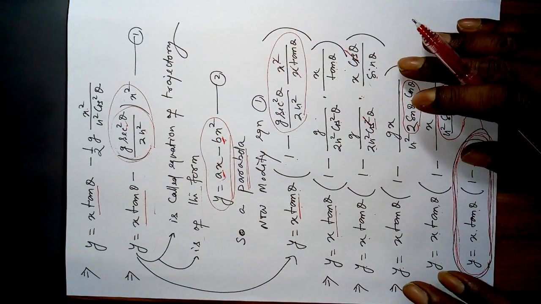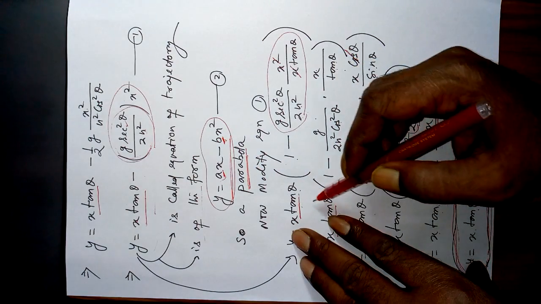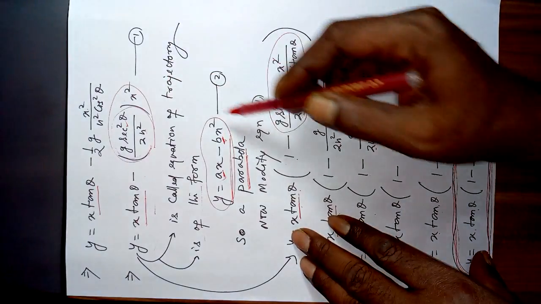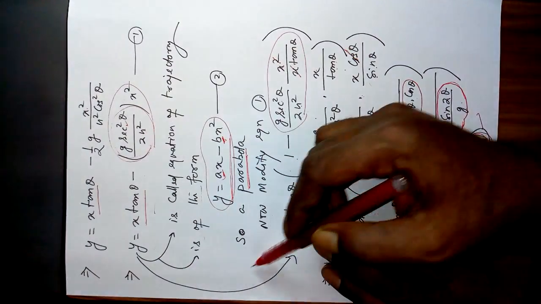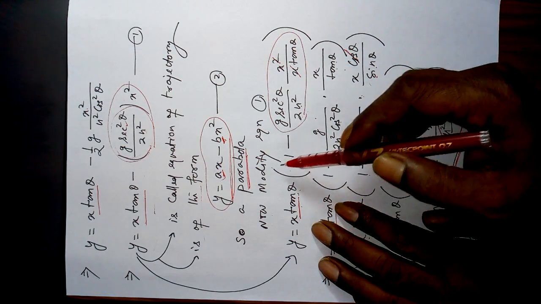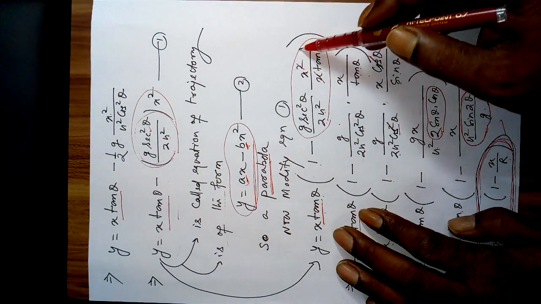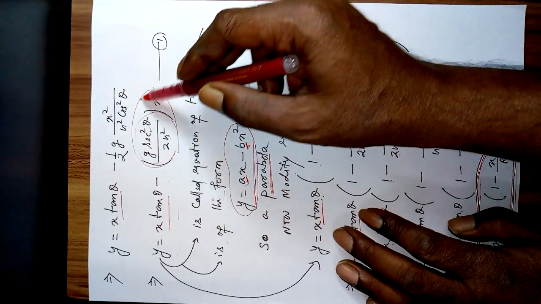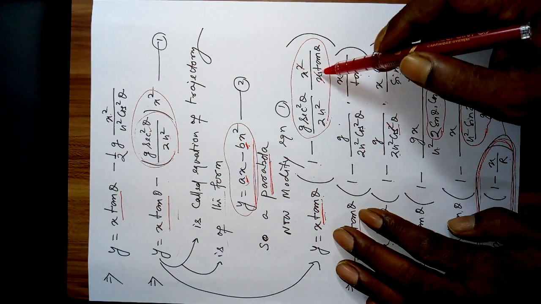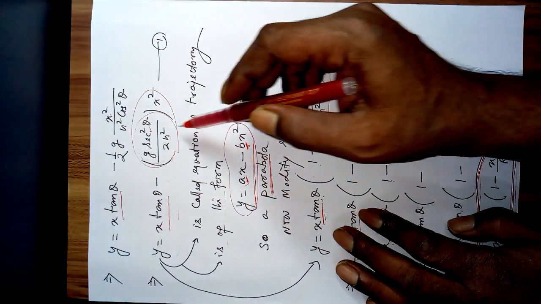Now in mathematics, an equation of this form represents a parabola, so the nature of the trajectory is a parabola. Now let us modify this equation 1. In this equation 1, y, I take x tan theta common. x tan theta into 1 is x tan theta. x tan theta into this is also this, because when you multiply this x tan theta with this, x tan theta cancels. So I am left with x square g secant square theta over 2u square. That is the same thing as this.